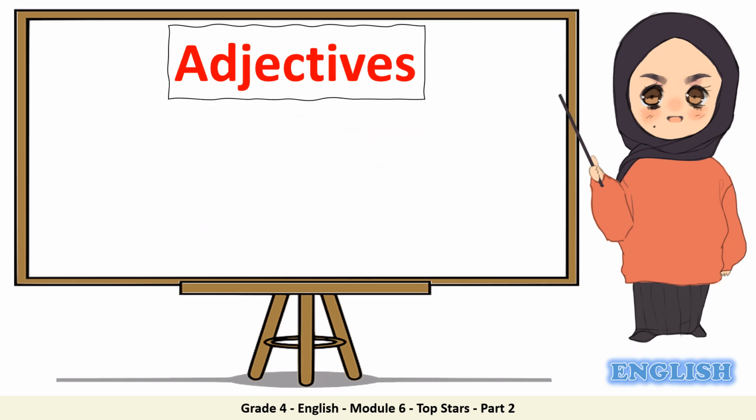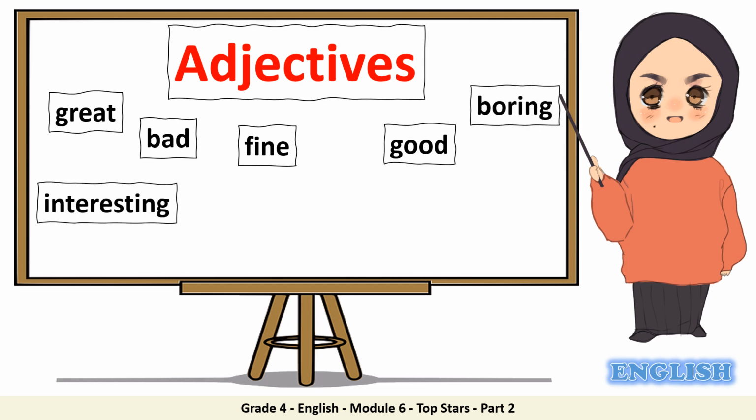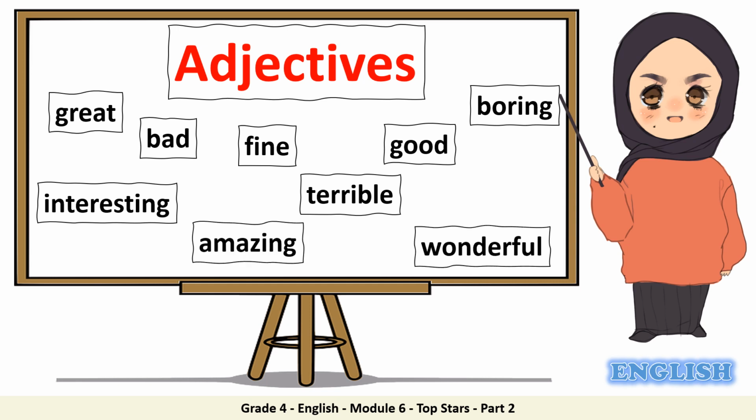Let me remind you of the adjectives. Adjectives are words that we use to describe people, animals, or things. I will give you some examples. Great, bad, fine, good, boring, interesting, terrible, amazing, wonderful.